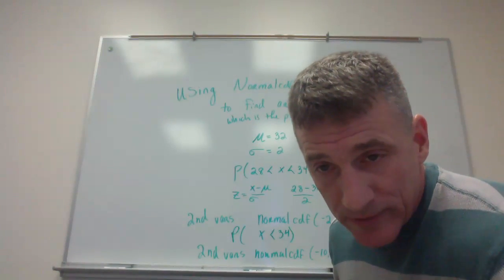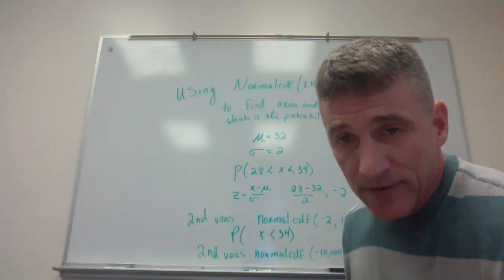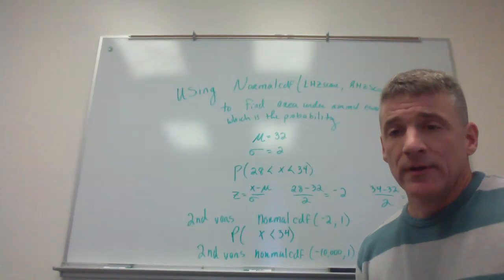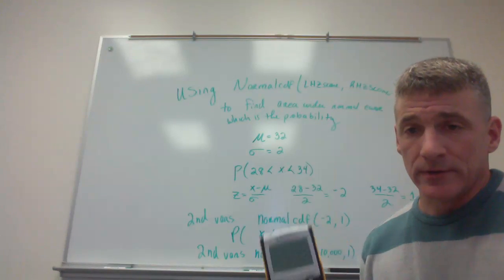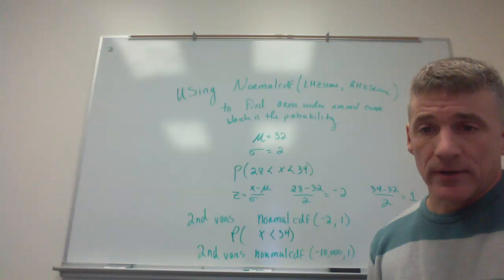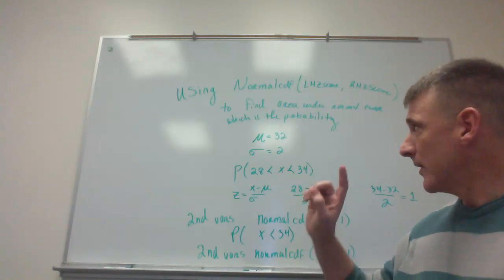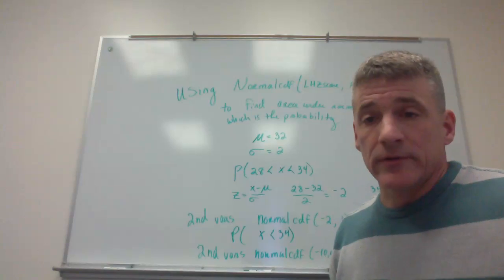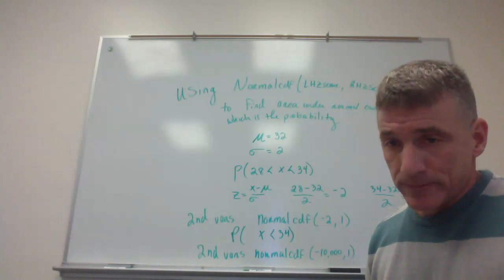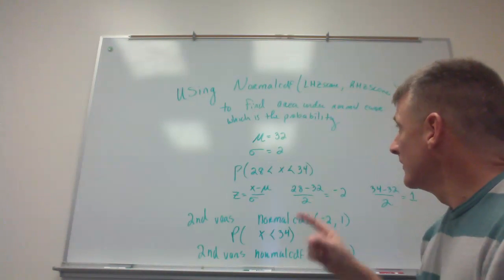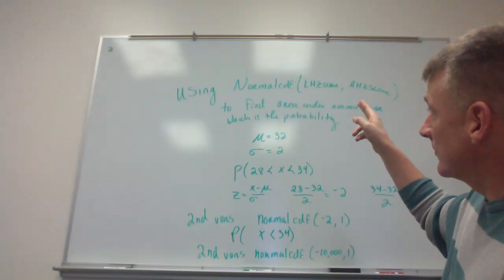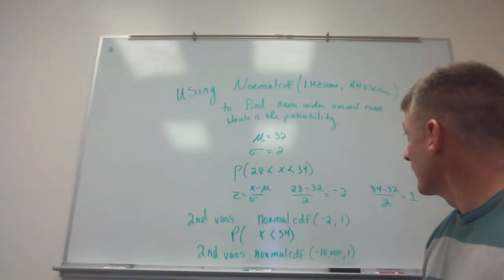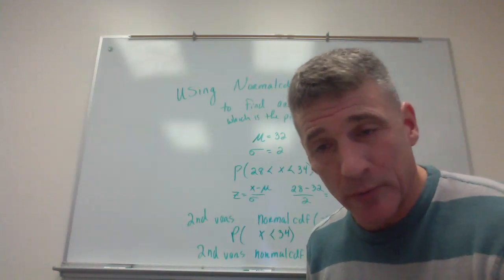Hi everybody, this is Nathan again, and I'm making a movie to try and show you how to use the calculator to deal with z-scores that you get from knowing a mean and a standard deviation and being able to determine the probability from there. So, the title is Using Normal CDF from your left-hand z-score to your right-hand z-score to find the area underneath the normal curve, which by the way is the probability.